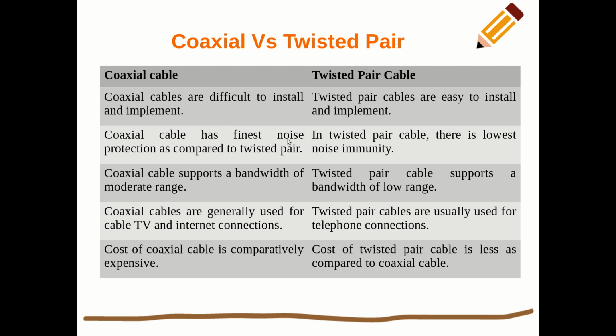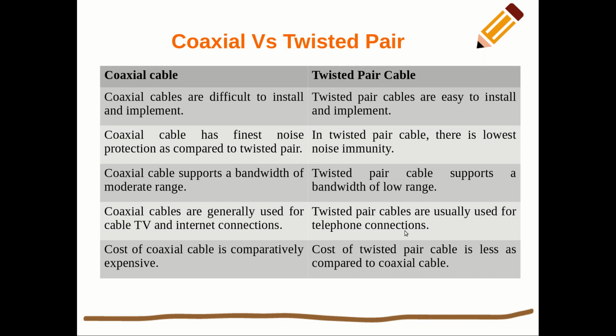Then coaxial cable has the finest noise protection as compared to twisted pair. Of course, not only noise but crosstalk, everything. It provides better resistance. And if you look at twisted pair, there is the lowest noise immunity and other interference immunity. Coaxial cable supports a bandwidth of moderate range. Twisted pair cable supports a bandwidth of low range only. Coaxial cables are generally used for cable TV and internet connection, within a LAN, those things we've seen already. Twisted pair cables are usually used for telephone connection, but for the same telephone connection, for long distance communication, you can make use of coaxial cable also, which we've seen.